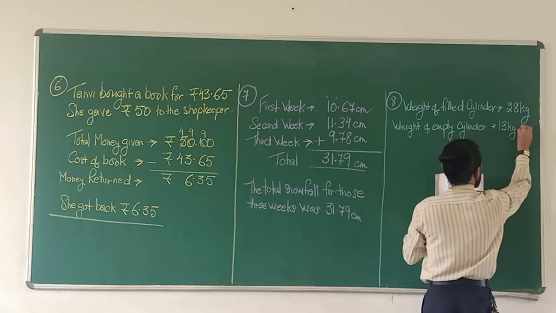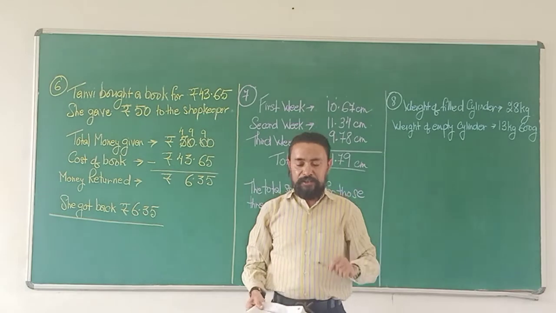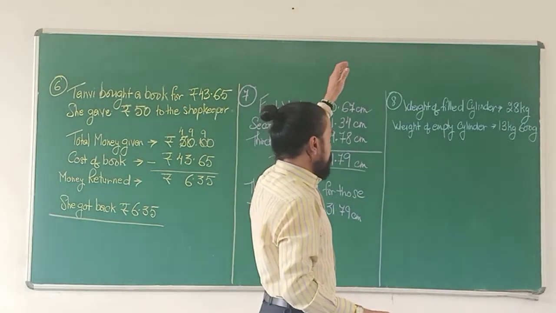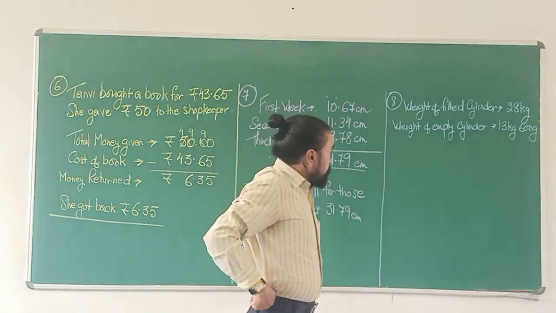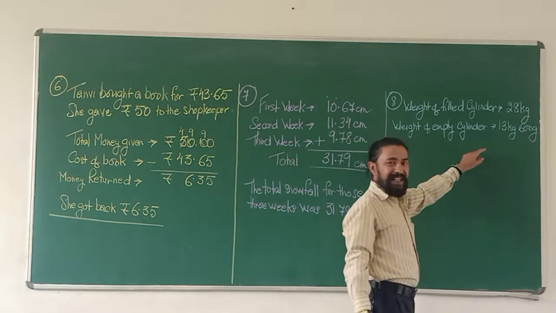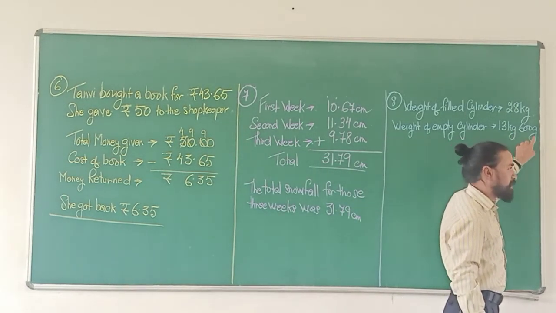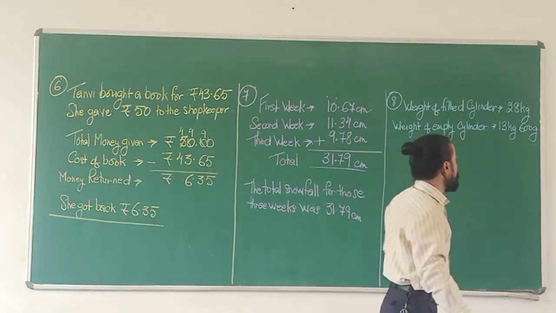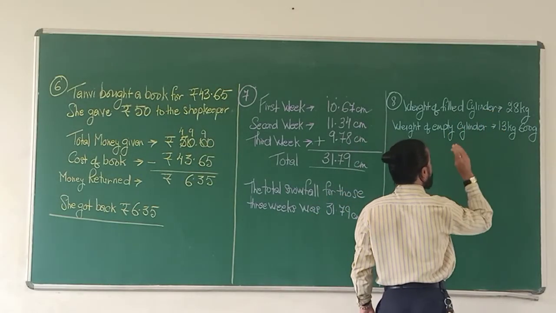13 kg 600 grams. Now, this is a chapter on decimals and we have to do the working in the form of a decimal. Now here we have the weight of the filled cylinder is 28 kg, but the weight of the empty cylinder is 13 kg 600 grams. So there's kgs as well as grams. So I will make this into a decimal number. So from the weight of the filled cylinder, I will take away the weight of the empty cylinder.